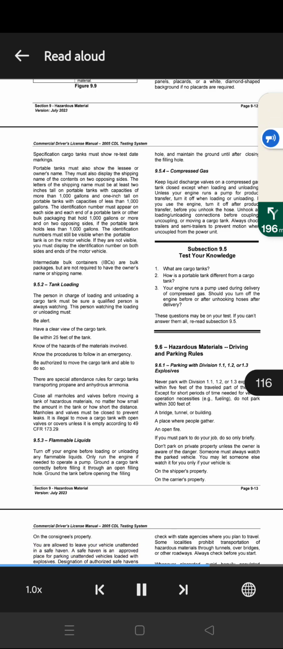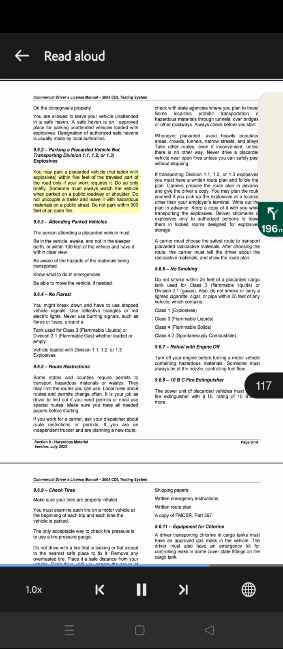9.6.2 Parking a placarded vehicle not transporting Division 1.1, 1.2, or 1.3 explosives. You may park a placarded vehicle not laden with explosives within 5 feet of the traveled part of the road only if your work requires it. Do so only briefly. Someone must always watch the vehicle when parked on a public roadway or shoulder. Do not uncouple a trailer and leave it with hazardous materials on a public street. Do not park within 300 feet of an open fire.